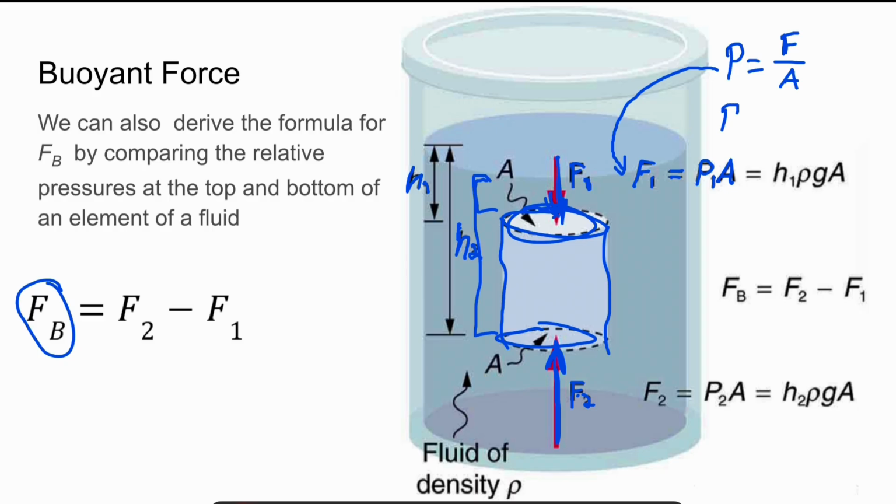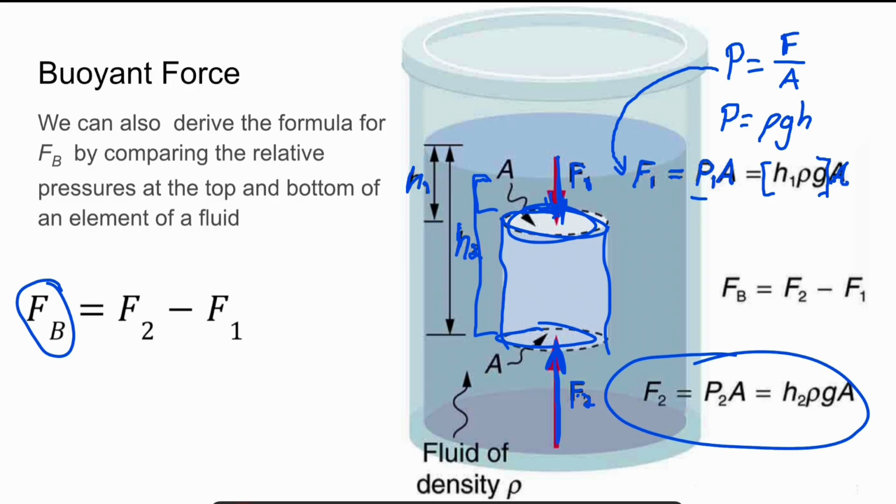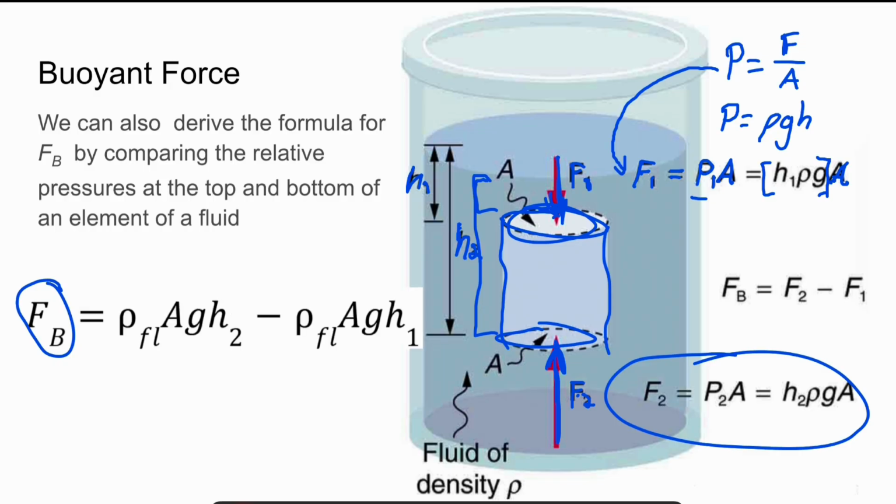And we also found out last time that our gauge pressure at any point in the fluid will be equal to rho gh, right? The density of that fluid times g times h. And so we can substitute in for P, we can substitute in h1 rho g, and still we'll be multiplying that times the area. And we can do the same thing down here on the bottom for F2, right? And then we can substitute those terms in for F2 and F1 in our equation over to the left. So our buoyant force should equal the density of our fluid times A times g times h2, and that'll be the pressure at the bottom of this volume of fluid.